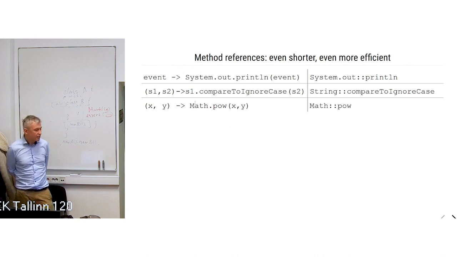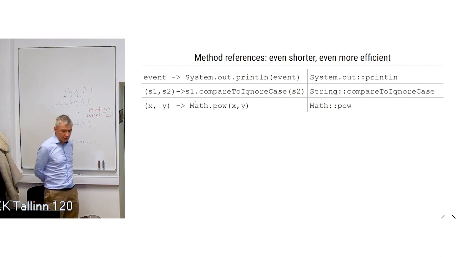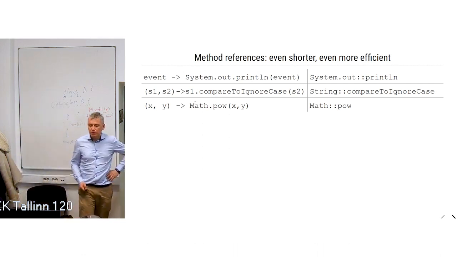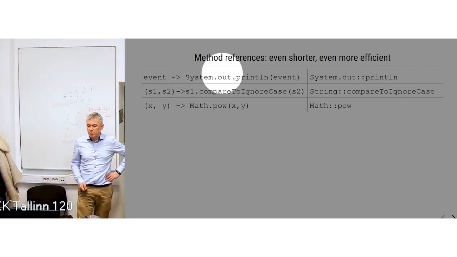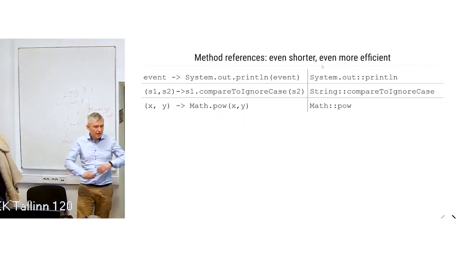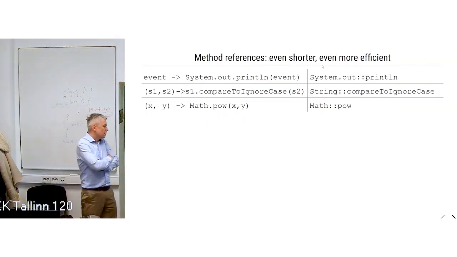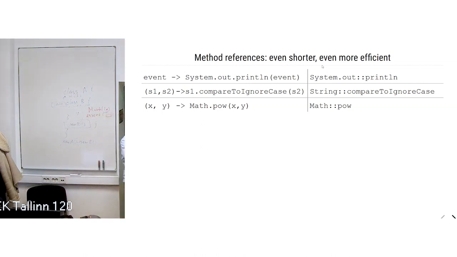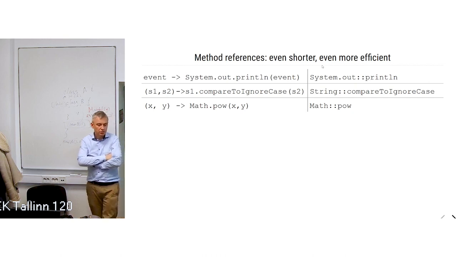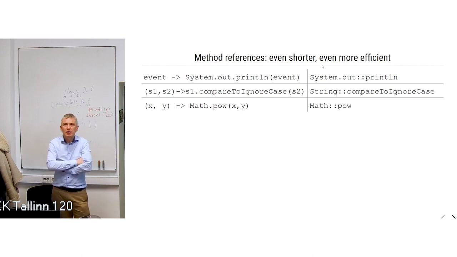Okay, and this is not the end. This is not all. We can do even shorter than this. Instead of writing this lambda like event, System.out.println(event), we can write it like this. Because many times the lambdas that we are writing are just a delegation to a method call of some class. So it's a very common scenario when the lambda that we want consists only of one method call.